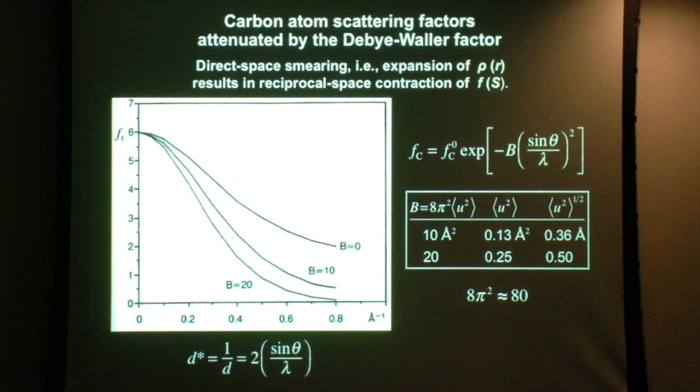So for the 2 cases of 10 and 20, the mean square atomic displacement of that carbon atom is 0.13 square angstroms, 0.25 square angstroms. That's the mean square value of the atomic displacement. The root mean square value is 0.36 for B equal 10 and 0.5 angstroms. So we go from square angstroms to angstroms to the first power with this square root technique.